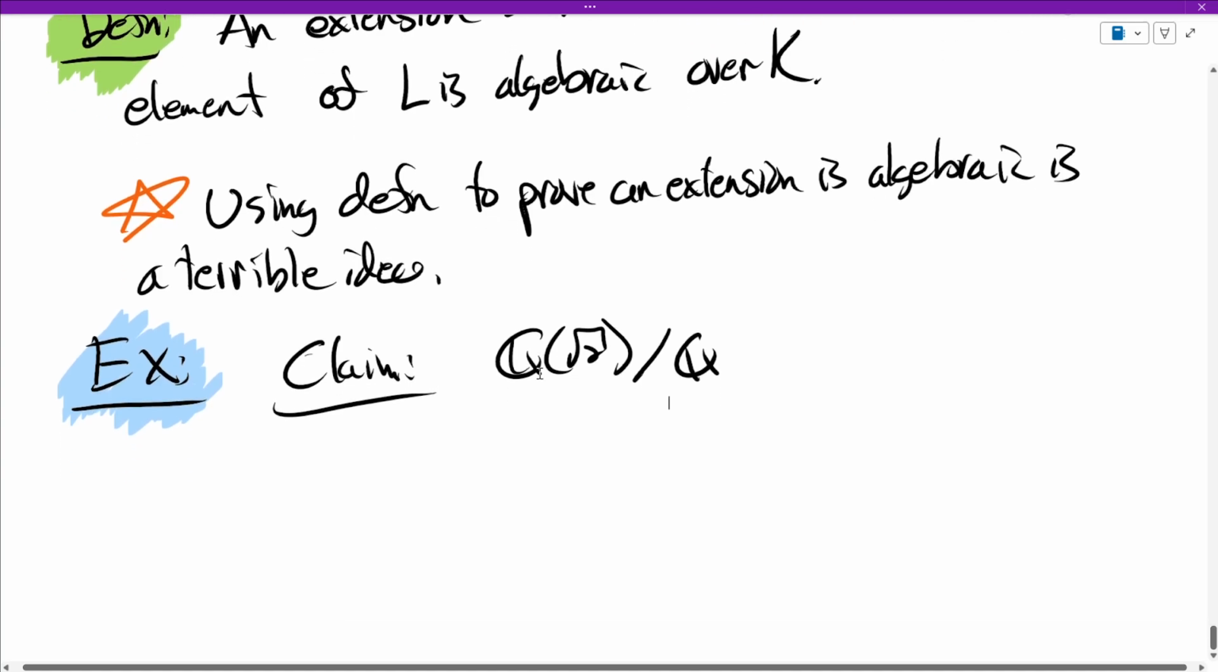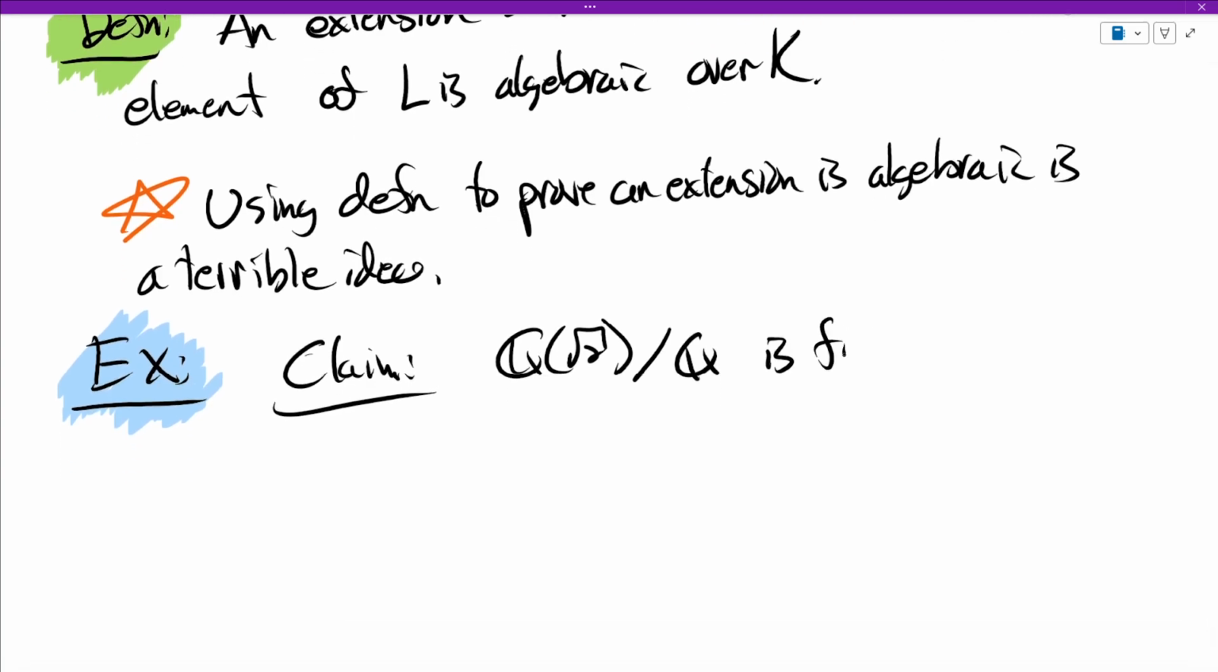So I claim this is, well, it's finite. That's obvious. It's degree 2. So that's a check. There's nothing to do here. Okay, sure. But it's also algebraic. All right, so let me just show you why it's a terrible idea to use the definition. And keep in mind, this is the simplest non-trivial extension that we have.